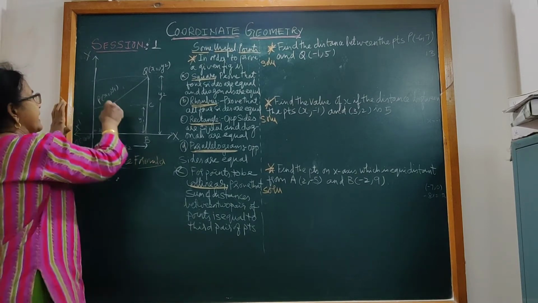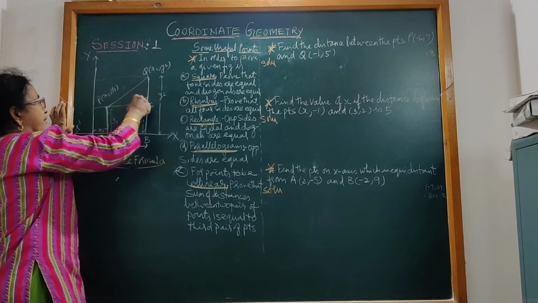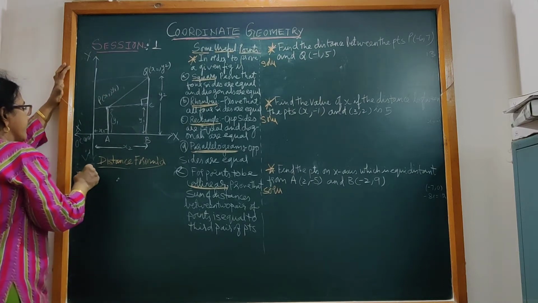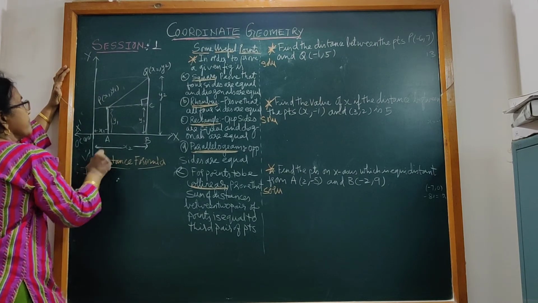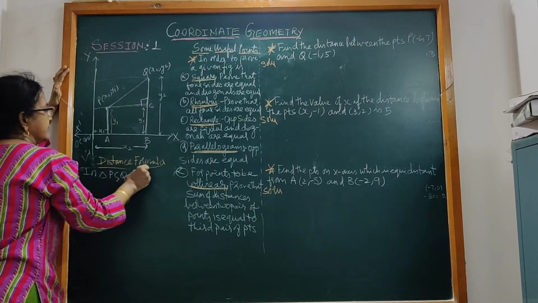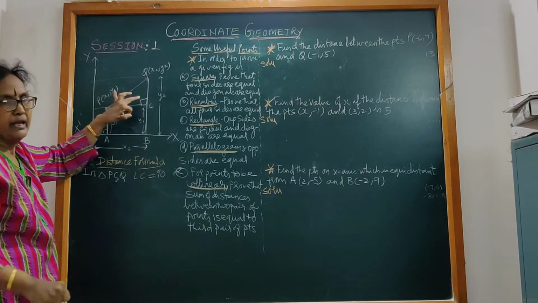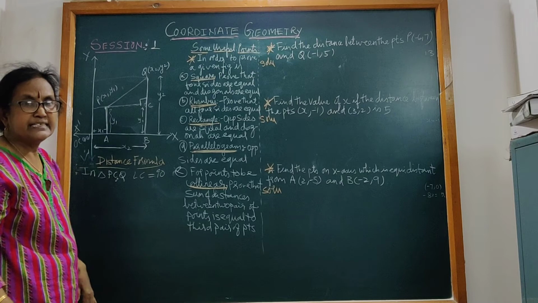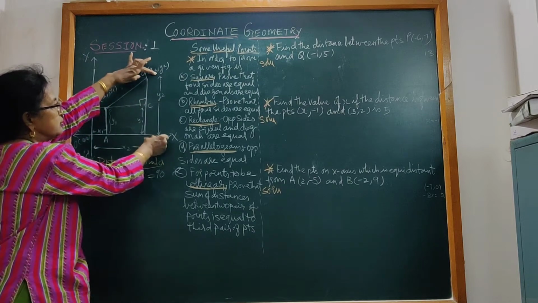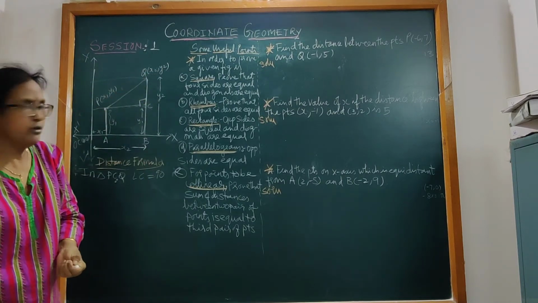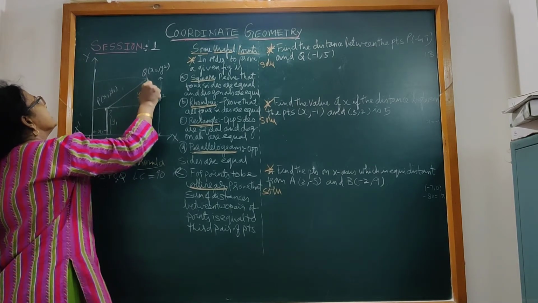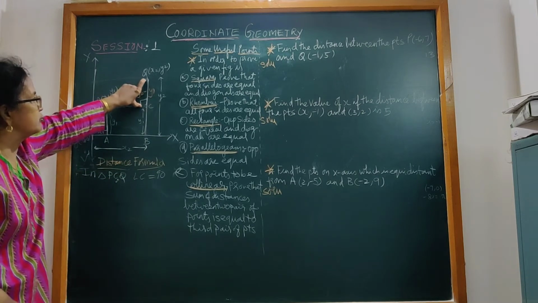Now when I am joining this here, it is becoming a right triangle. See, it's becoming a right triangle. So in triangle PCQ, angle C is 90. Now here you can easily apply Pythagoras, but you may be thinking then what is QC? See, this is y2, this is y1. So your QC will become y2 minus y1.